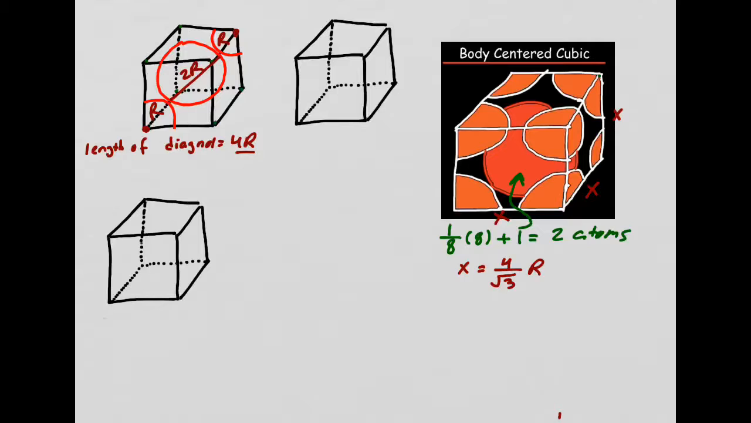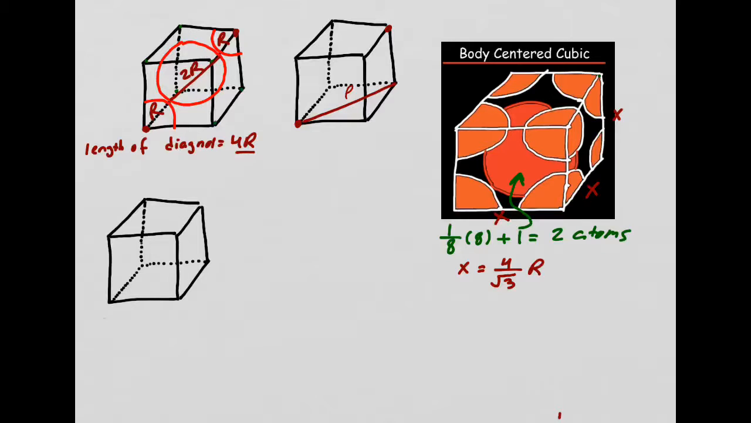Now, here is what I'm going to do. Remember that I'm interested in connecting these 2 points. I need to connect these 2 points. Now, let's focus on the diagonal on the bottom of the cube first. That's this one right here. So we're going to focus on the diagonal on the bottom of the cube, and I'm going to call that L.